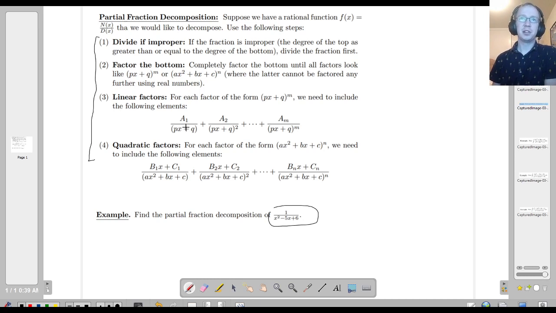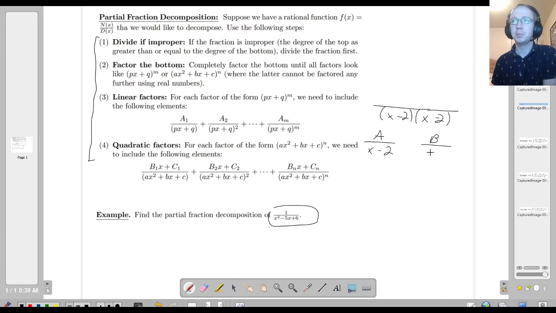Third, for each of the linear factors that we see on the bottom, we're going to write some terms that look like a number over that linear factor. Now, it gets a little more complicated if that factor shows up more than once. So for example, if the bottom factored is x minus 2 times x minus 2, I could write that as x minus 2 squared. Then not only would I need a term that looks like A over x minus 2, I would need another term that looks like B over x minus 2 squared. Okay, so if a factor shows up more than once, you might need multiple terms to account for all the different ways that factor could show up.